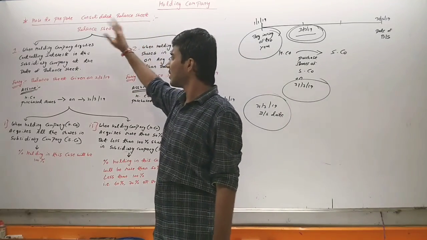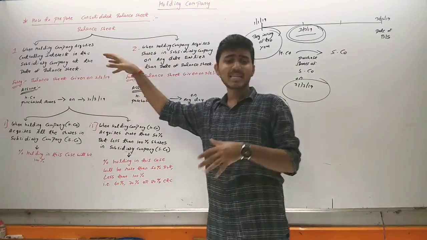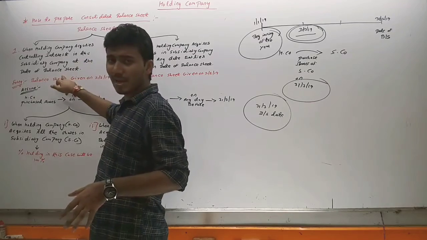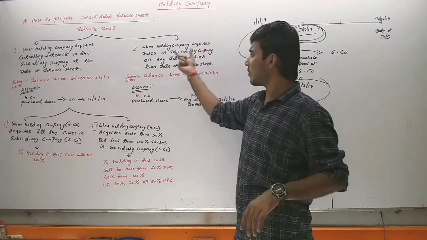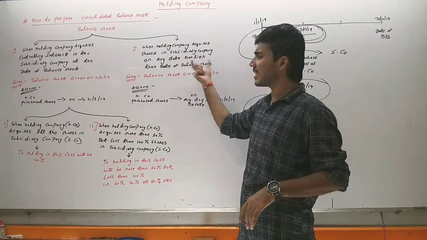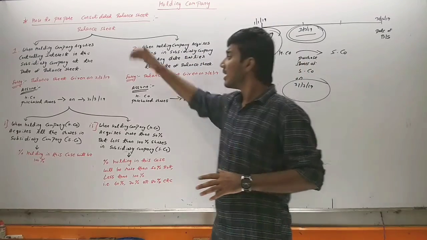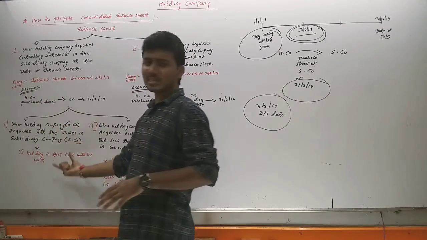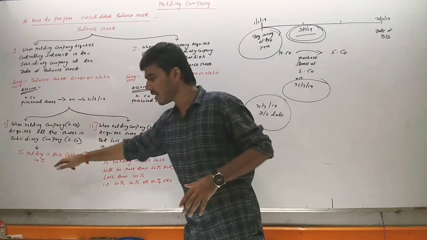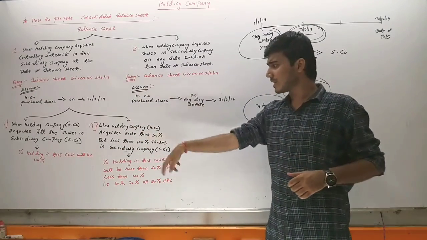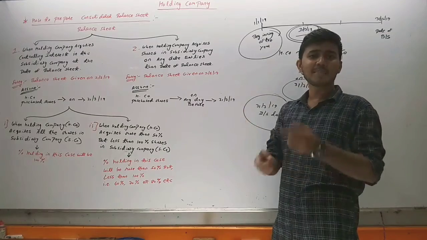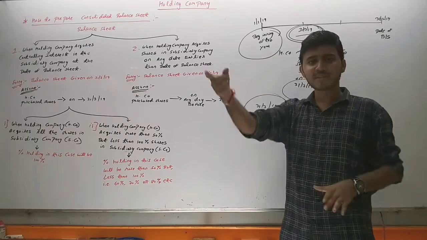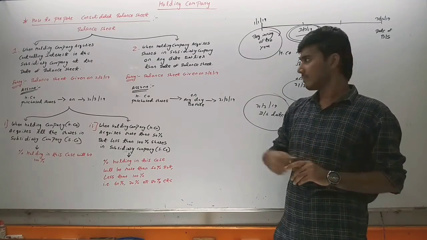So these are the two ways of preparing the consolidated balance sheet. In the balance sheet there are two cases: when the holding company acquires shares of the subsidiary company at the date of balance sheet, or, second case, when the holding company acquires shares in the subsidiary company on any date earlier than the date of balance sheet. In case one, there are two types. First type, when the holding company acquires all the shares in the subsidiary company, in that case percentage holding will be 100%. And case one, second part, is when the holding company acquires more than 50% but less than 100% shares in the subsidiary company. In this case, percentage holding will be more than 50% but less than 100%.